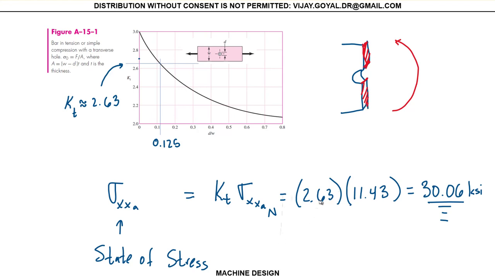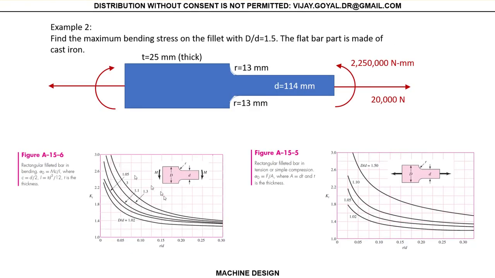Okay, so this is example number 1. Let's move to example number 2. In this example, we are working with a rectangular fillet bar. So if you think of it, it's a rectangular bar, so it does something like this. It's a rectangular bar.